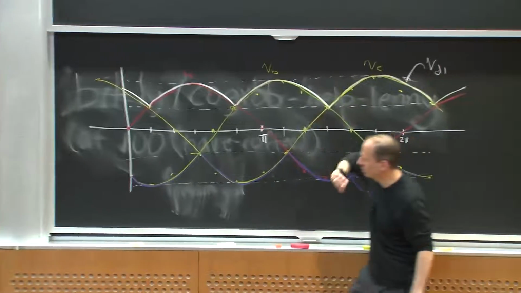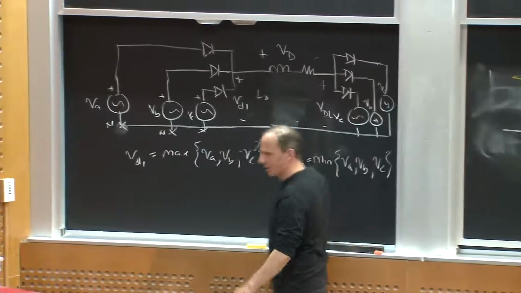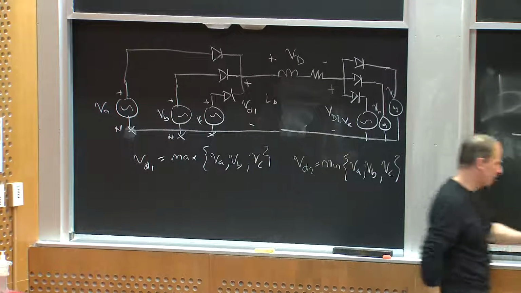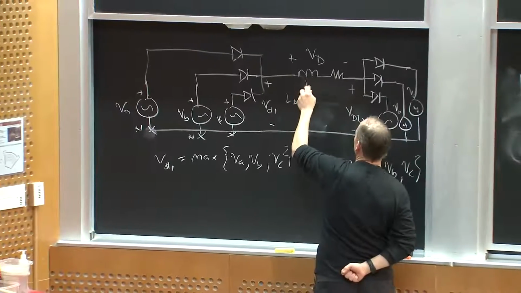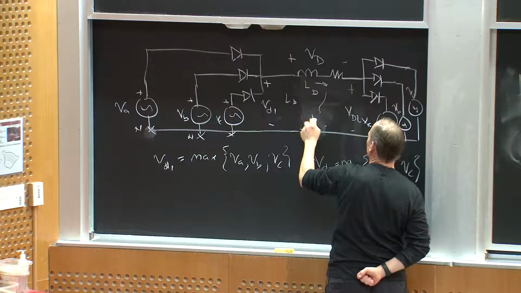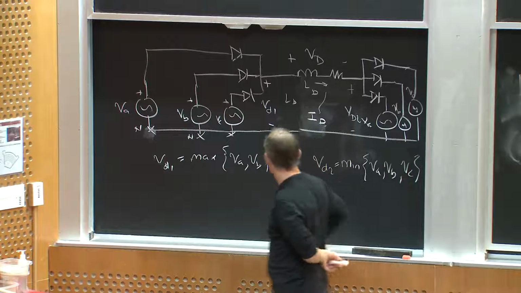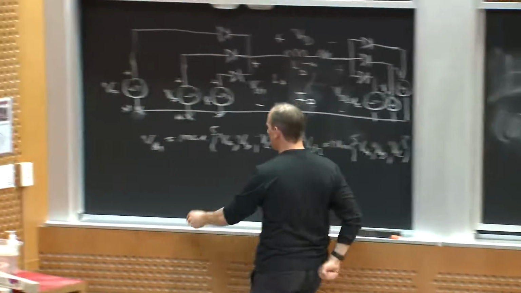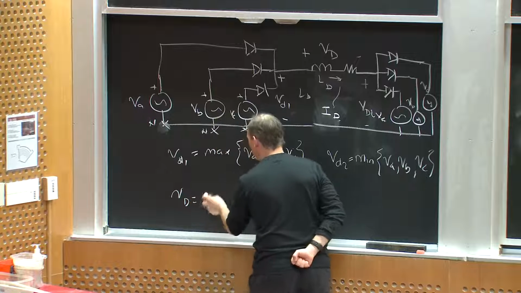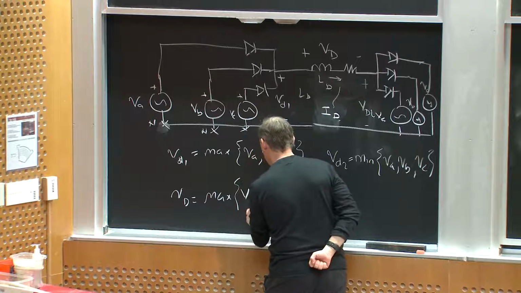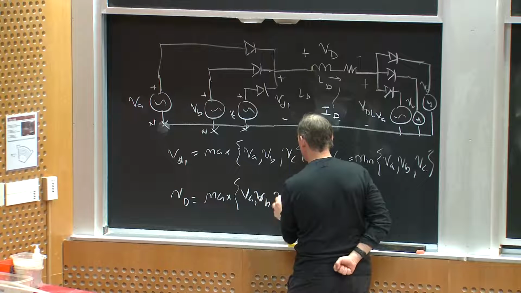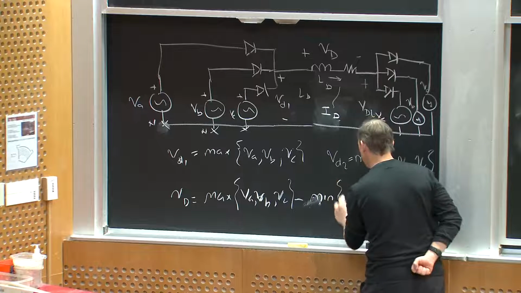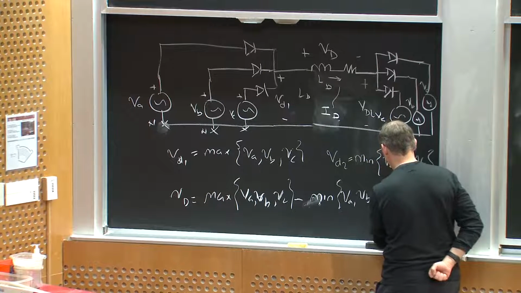So I got one set of 3 diodes picking off the maximum, the other set of diodes picking off the minimum, and the voltage across my filter inductor LD, this is LD here, and I'm going to get an approximately constant current that I'm going to call ID, is really driven by the difference between VD1 and VD2, right? So VD is equal to the max of VA, VB, and VC minus the minimum of VA, VB, and VC.